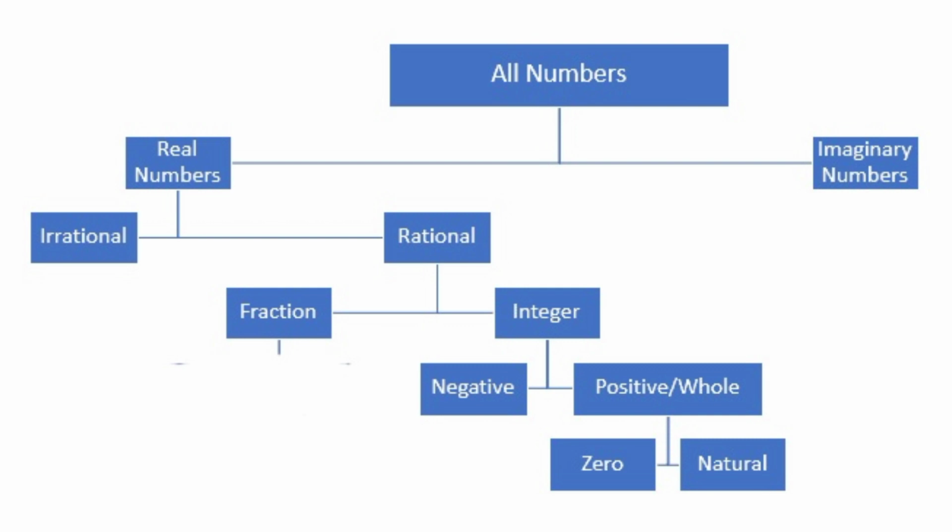To understand clearly, this is the chart that describes numbers. All numbers are on top, and under all numbers are real numbers and imaginary or complex numbers. Under real numbers are irrational and rational numbers. Under rational numbers are fractions and integers. Under integers are negative and positive numbers. Positive are whole numbers. Under whole numbers are 0 and natural or counting numbers. Whole and natural or counting numbers are commonly used in our daily calculations.